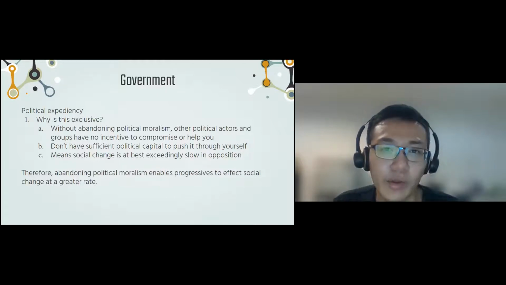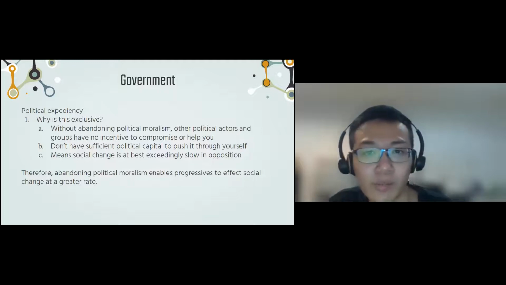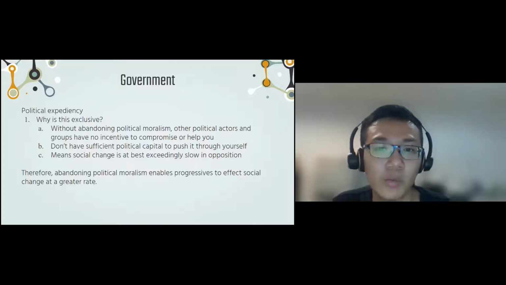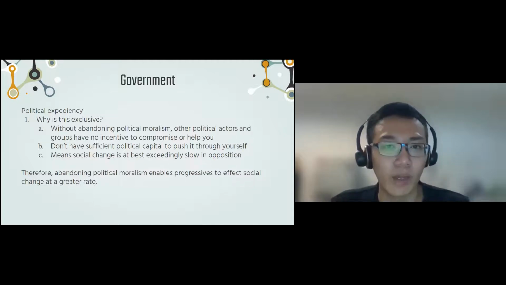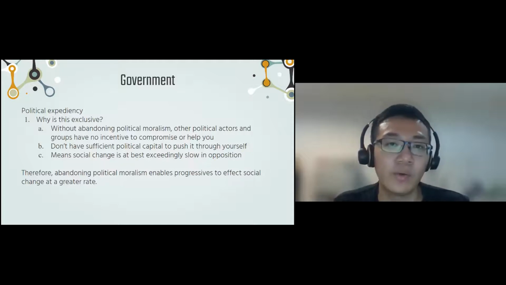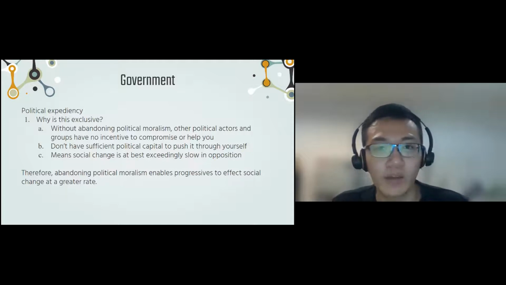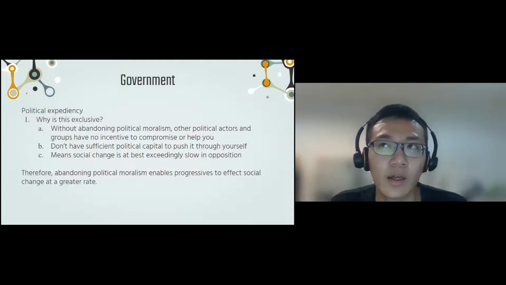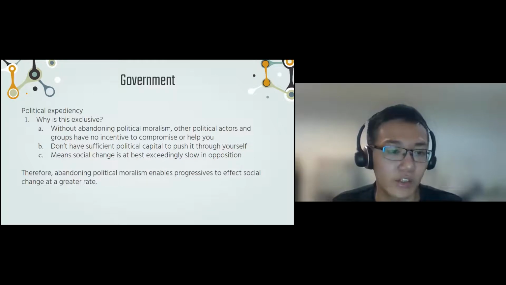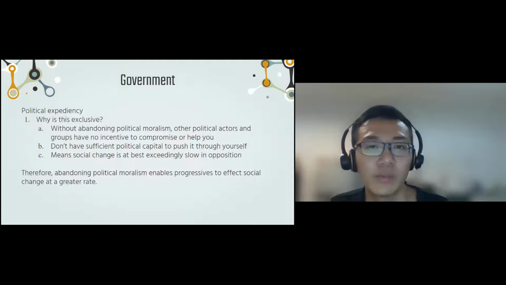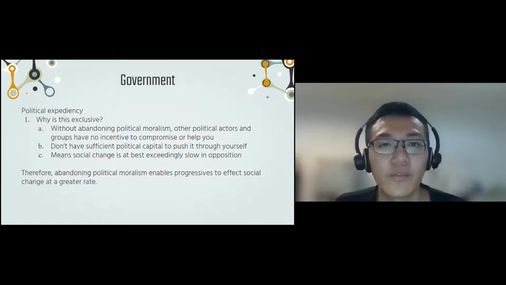Meaning that while social change is possible in opposition and has happened throughout history, it is going to be exceedingly slow because you are not willing to make compromises, which means you need to wait until you get enough political capital to support very basic policies. And those things subject the vulnerable to a lot of worse harms in the meantime. The conclusion of this is therefore abandoning political moralism enables progressives to effect social change at a greater rate, thus protecting more people. And then you can say we help the most vulnerable actor, which is why we win the debate.